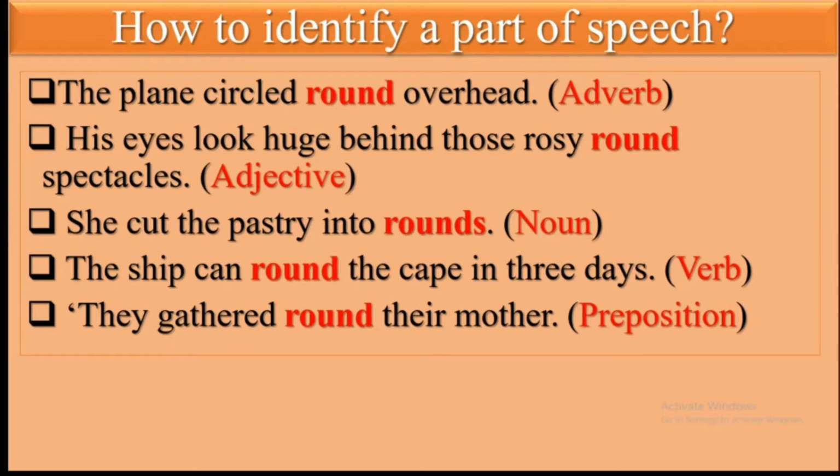They gathered round their mother. In this sentence, it is a preposition because it has established a kind of relationship between their mother and the other. And we know the function of a preposition is to establish a relationship between nouns, pronouns, and other parts of a sentence.